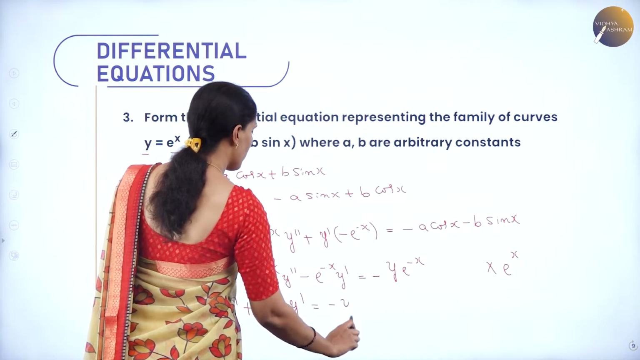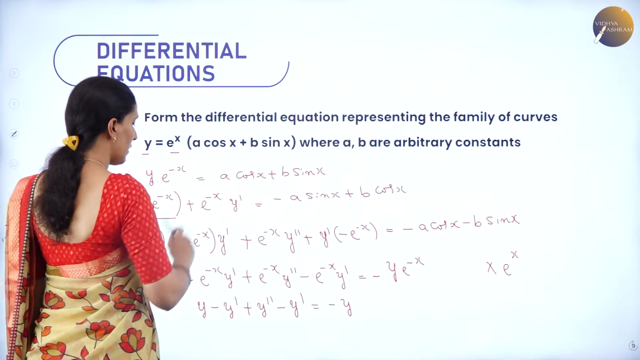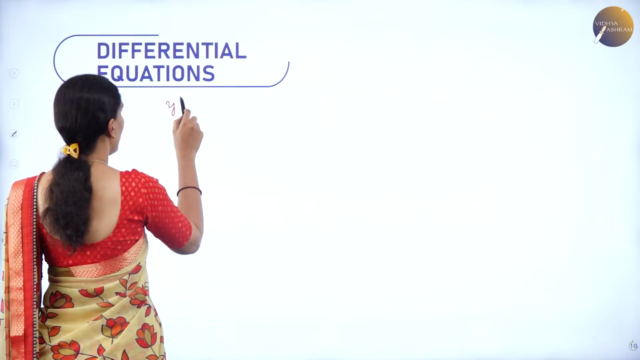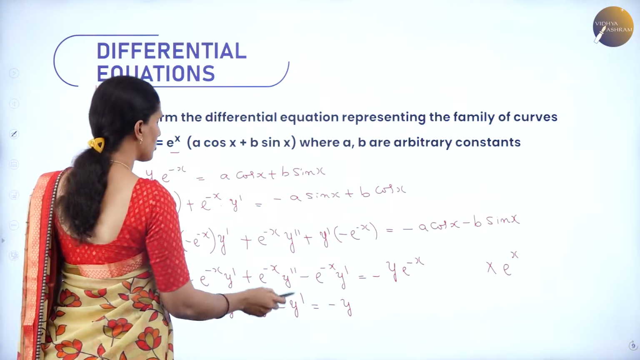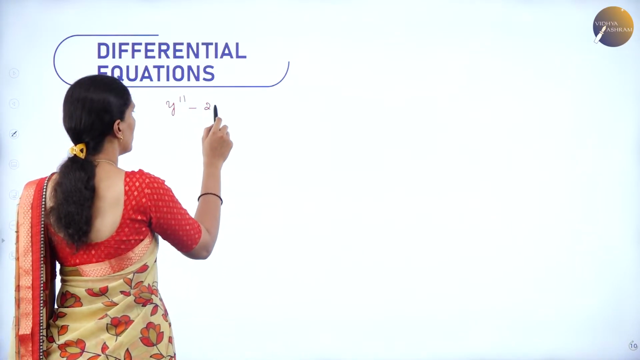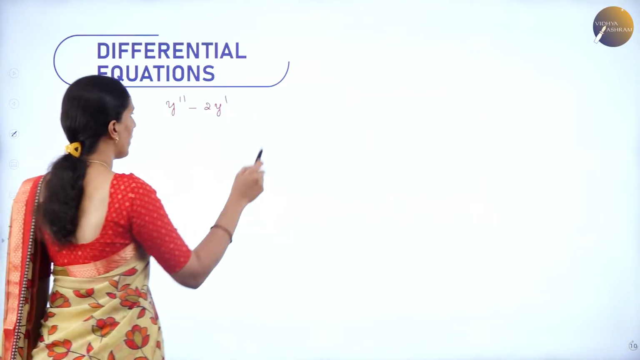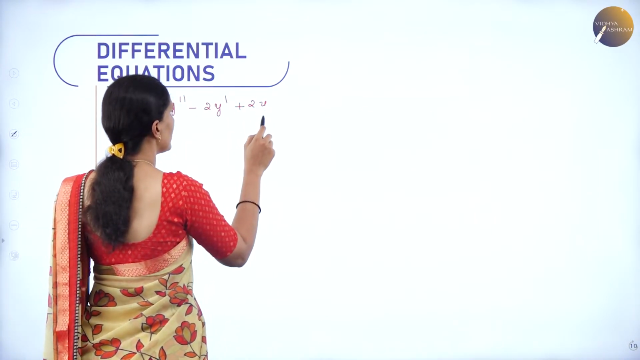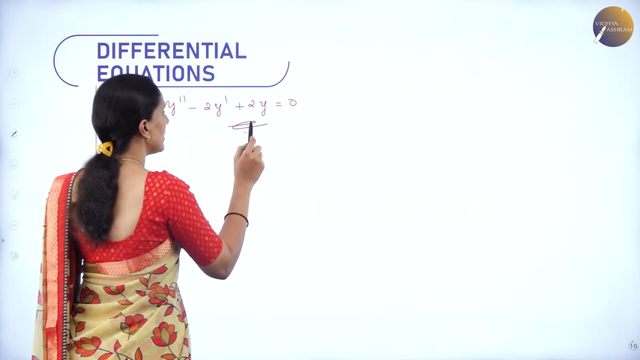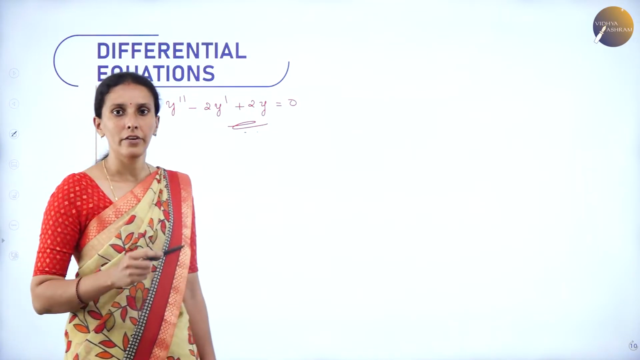So rearrange this, we get y double dash, we have minus y dash minus 2y dash. Already we have y here, and addition of one more y, y double dash minus 2y dash plus 2y is equal to 0. So this is the differential equation required.